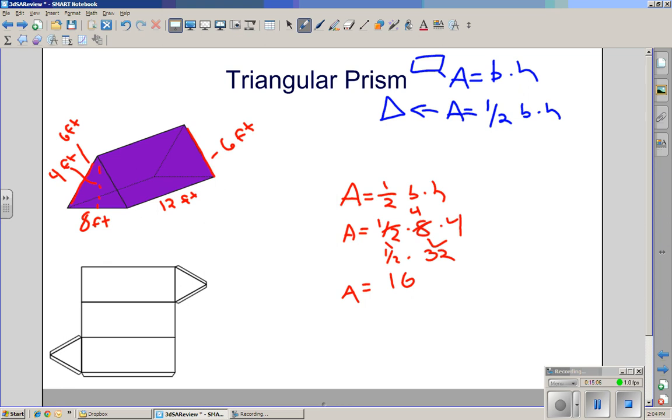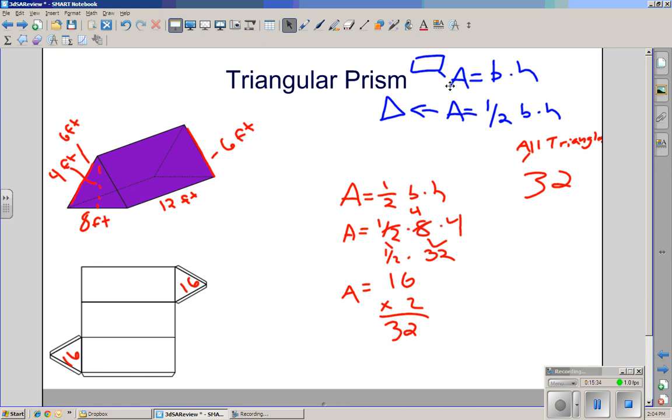Okay, so the area of one of my triangles is 16. If you wanted to, you could write 16 here as well in the other triangle, or you could just times this number by 2. 16 times 2 is 32, and then we write that off to the side. This is the area of all my triangles.